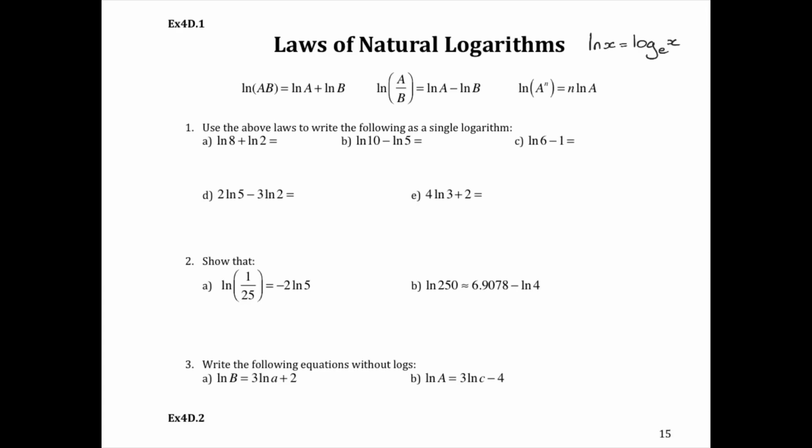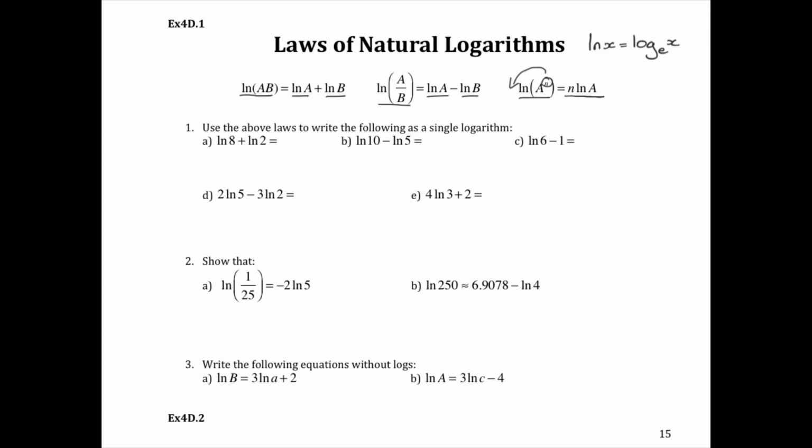So as you know, the log base e of a times b is the log of a plus the log of b. The log of a divided by b is the log of a minus the log of b. And the log of a to the n, you can bring that power to the front and it becomes n times log of a. So we're going to do them just like we did before.